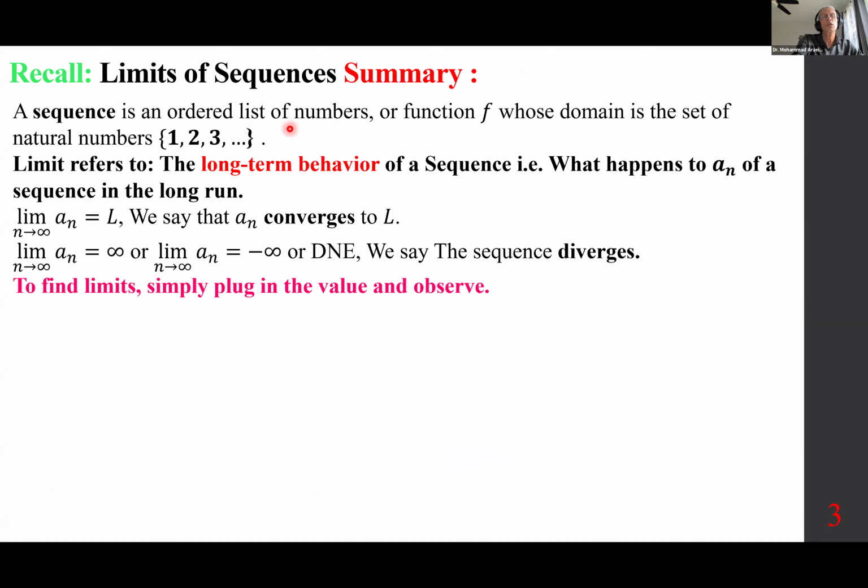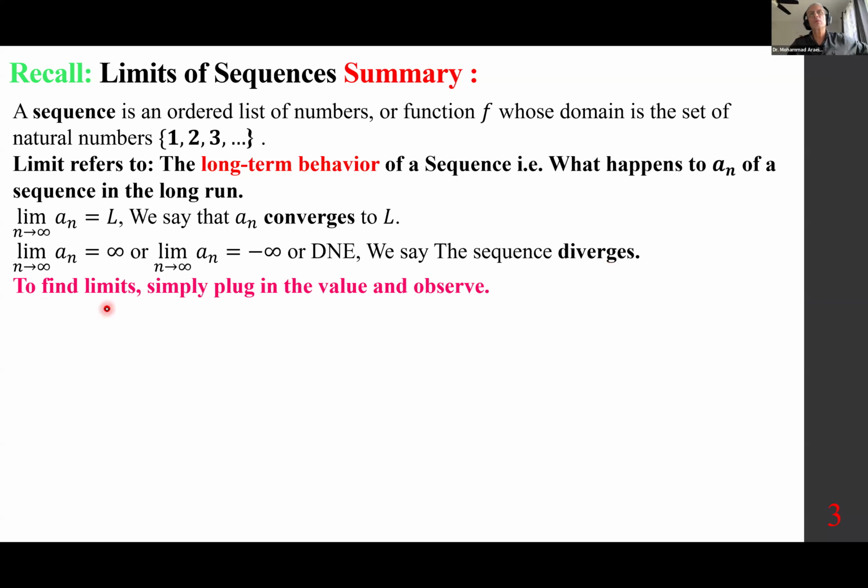A sequence is an ordered list of numbers or a function f whose domain is the set of natural numbers 1, 2, 3 to infinity. Limit refers to the long-run behavior of a sequence, i.e., what happens to a sub n of a sequence in the long run. So the limit of a sub n as n approaches infinity equals L. You say that a sub n converges to L. If this limit is equal to infinity, negative infinity, or does not exist, we say the sequence diverges.